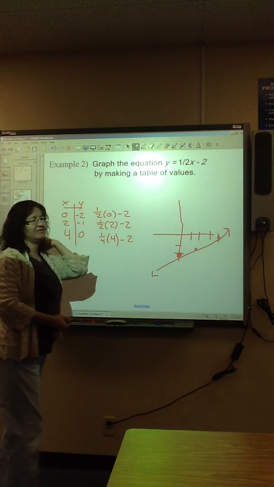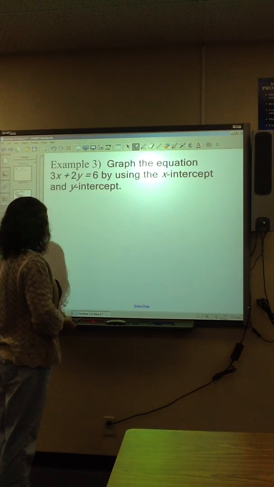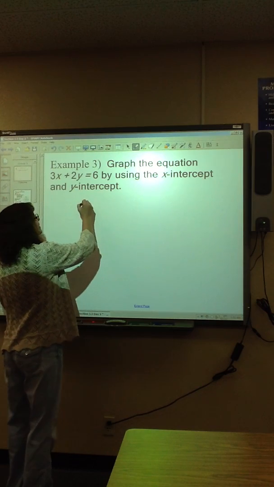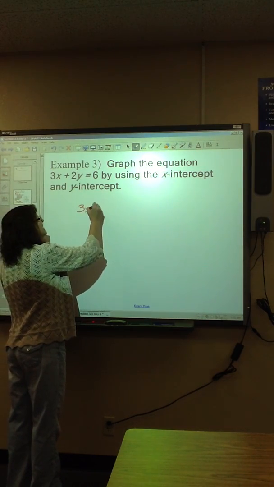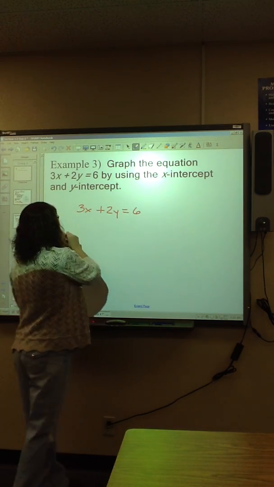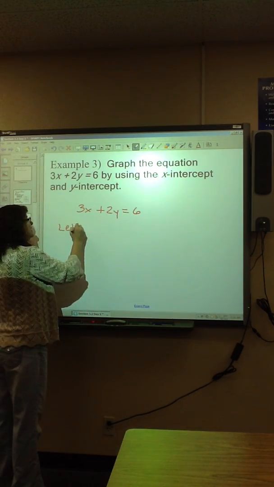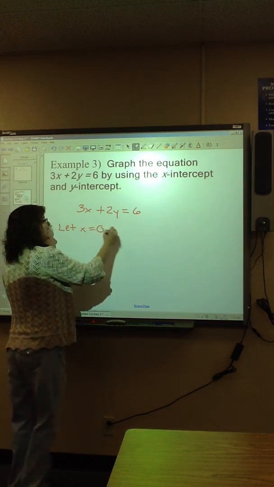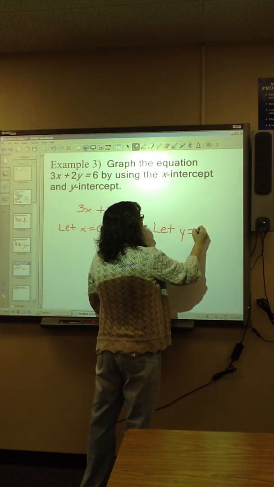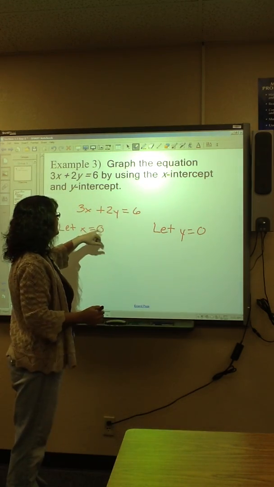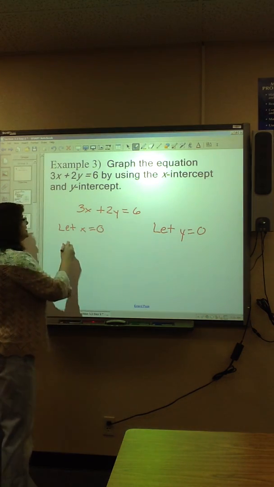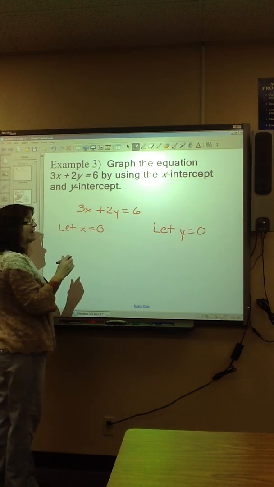There's a second method of graphing that sometimes works nicely. This is the method where we're going to find the x and the y intercept. You take the equation, and one time you let x be equal to 0. This is going to find my y-intercept. And the second time, you let y be equal to 0, because on the x-intercept, the y is 0, and on the y-intercept, the x is 0. This is going to find my intercepts to the graph. It's the point you pulled off the graph yesterday.